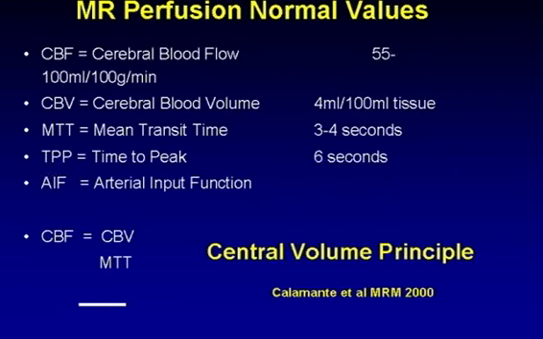Just to review briefly the central volume principle, which really ties in these different metrics, so CBF, CBV, and mean transit time, you can see that these are some normal values that you can take away with you that are in the literature. So blood flow is around 50 to 100 mils per 100 grams of tissue per minute. In gray matter, it's roughly about twice that of white matter. Blood volume around 4, mean transit time around 3 to 4, and the time to peak around 6.